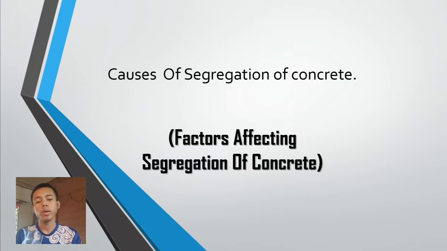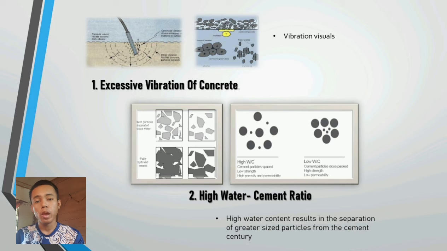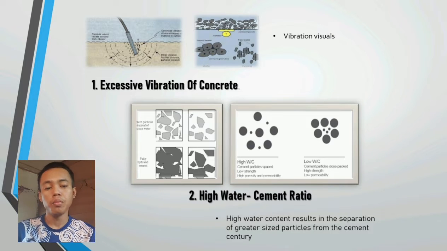Okay, right now I will explain what causes segregation of concrete, the factors affecting segregation of concrete. Following are some of the causes of segregation of concrete discussed in detail. Number 1, excessive vibration of concrete. One of the main reasons for the segregation of concrete is the excessive vibration during the mixing process of concrete. In this case, the heavier particles of aggregates tend to settle down at the bottom while the lighter particles of cement tend to rise up towards the surface. This disturbs the homogeneity of the concrete mix.